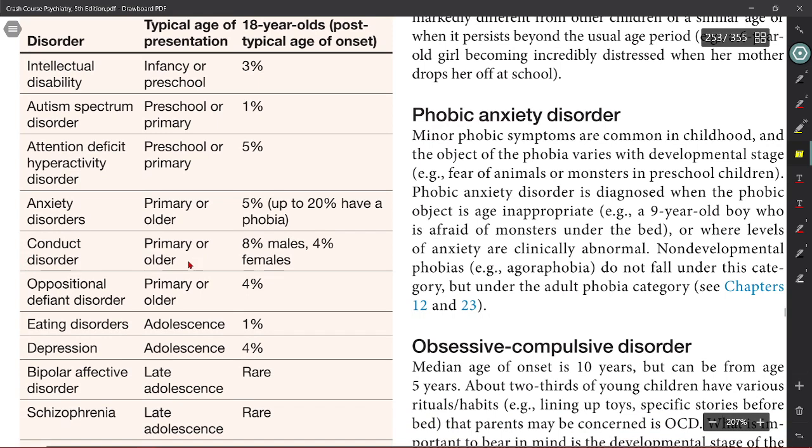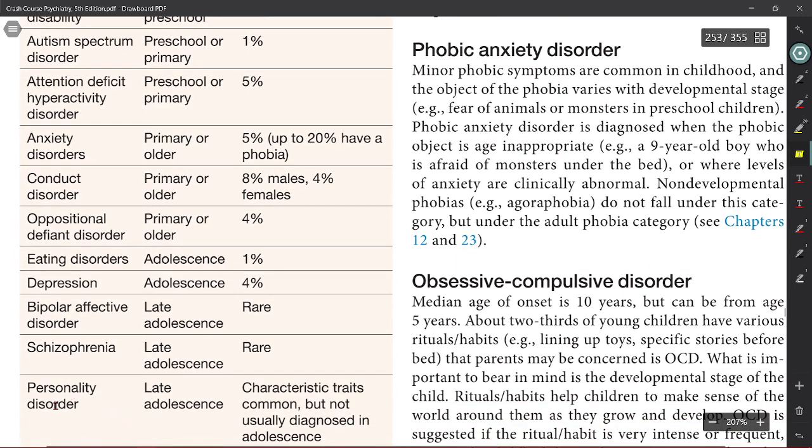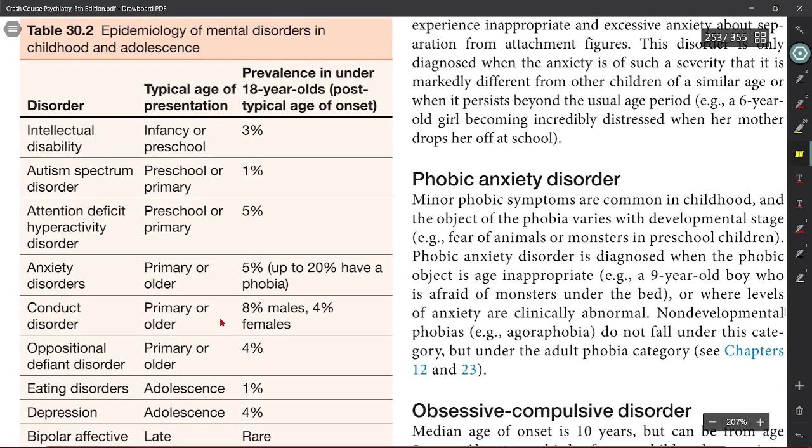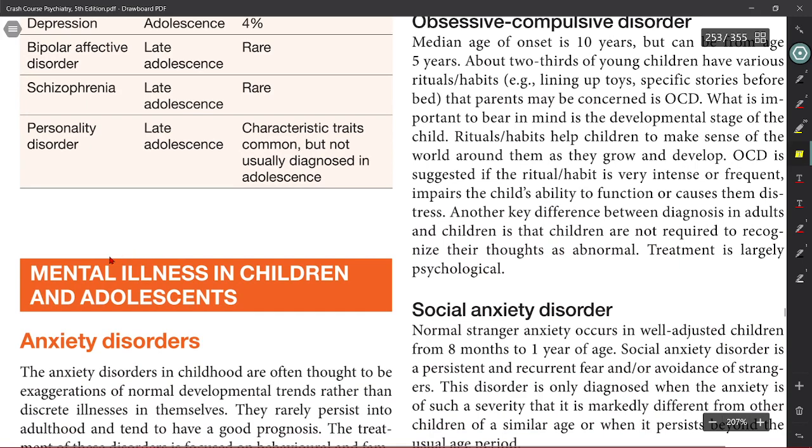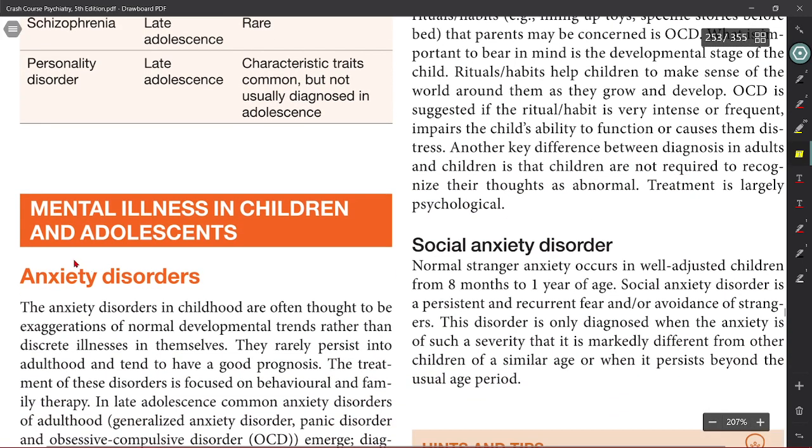Conduct disorder, primary or older, 8% in males and 4% in females. ODD, oppositional defiant disorder, primary or older, 4%. Eating disorders in adolescents, 1%. Depression in adolescents, 4%. Bipolar affective disorder in late adolescence is rare. Schizophrenia also is rare in late adolescence. Personality disorders, the age of onset is usually late adolescence. Characteristic traits are common but not usually diagnosed in adolescence. Okay, so that's it. Let's talk about mental illness in children and adolescents.